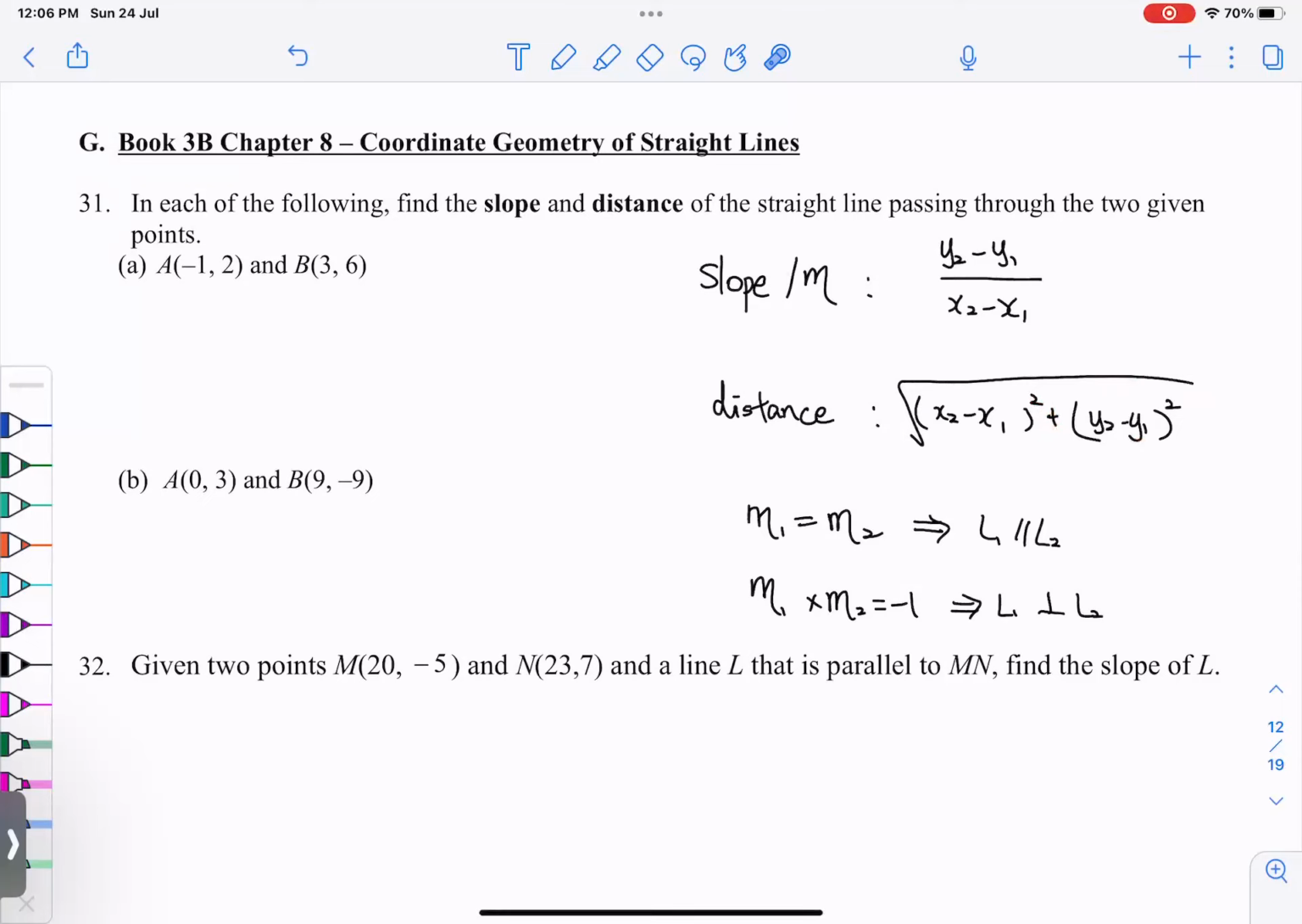In part A, we have to find the slope and also the distance of these 2 points, A and B. So we have 2 points now. How is a line formed? Can we have a line with 1 point? No, we always need at least 2 points to form a line. From here to here, you make a line like that. Even if very near, you can still make a line. So you basically need 2 points.